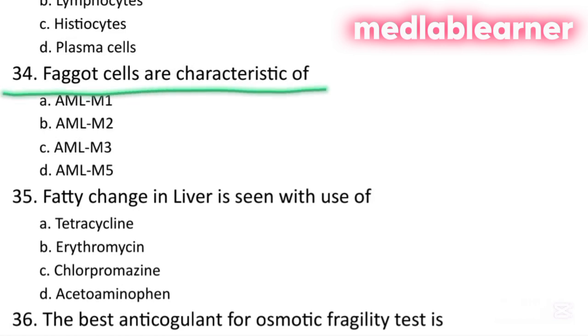34. Faggot cells are characteristics of A. AML-M1, B. AML-M2, C. AML-M3, D. AML-M5. And faggot cells are seen in the M3 stage of AML. Answer will be C.